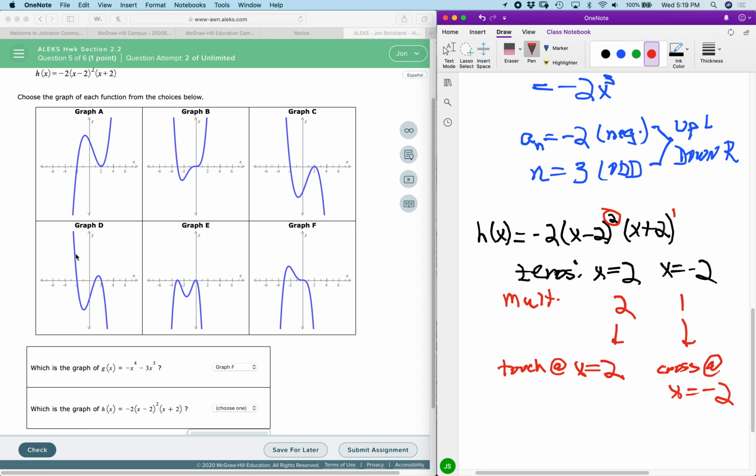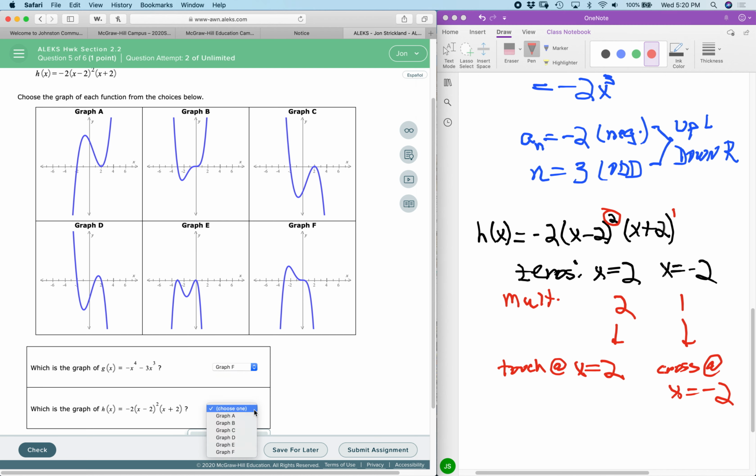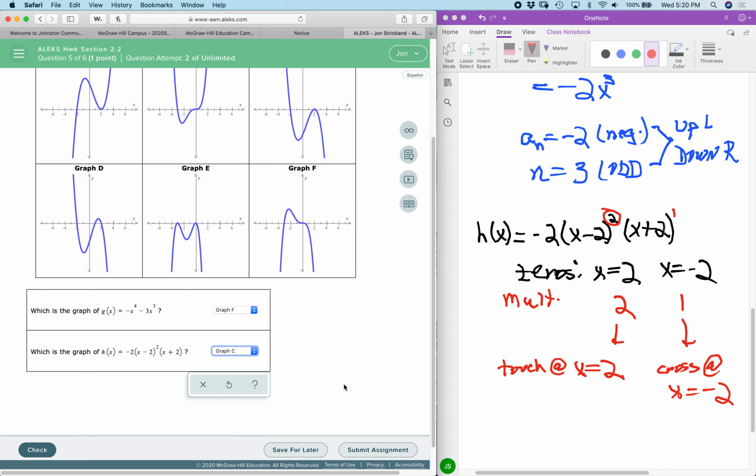Okay, now you have crossing at negative 2 and crossing at 2 for graph D. So A, B, D, E, and F are eliminated. So graph C in behavior has up to the left, down to the right. And we have crossing at x is equal to negative 2 and touching at x is equal to 2. And so the result is going to be graph C.